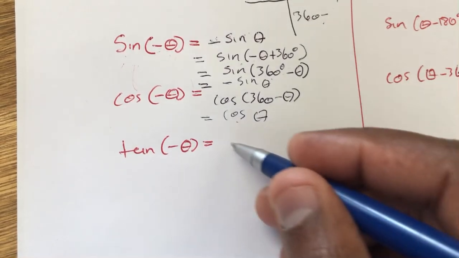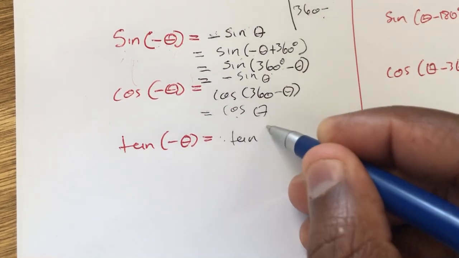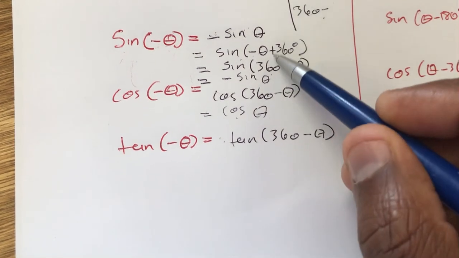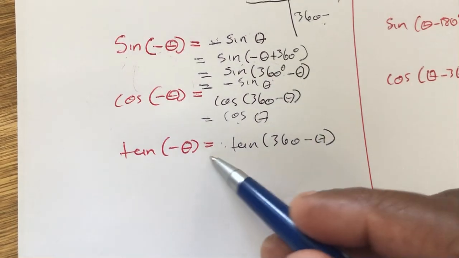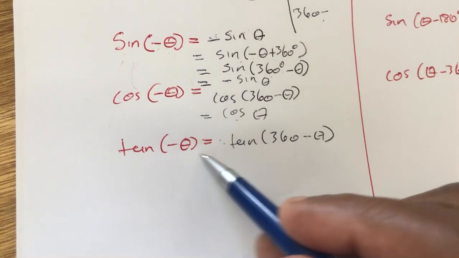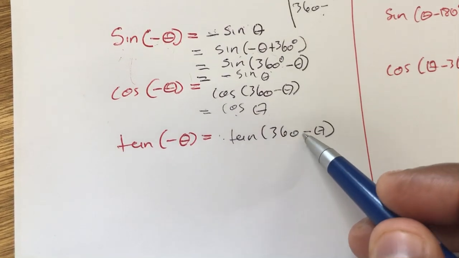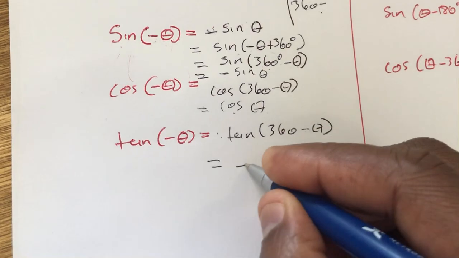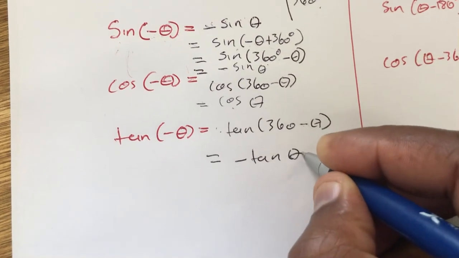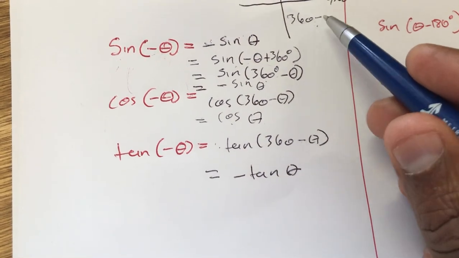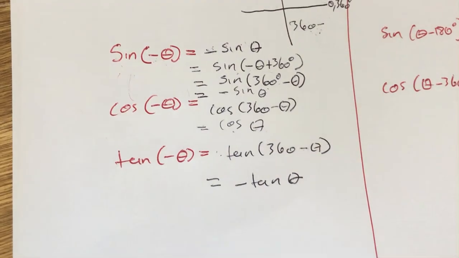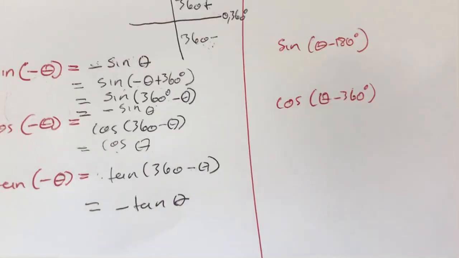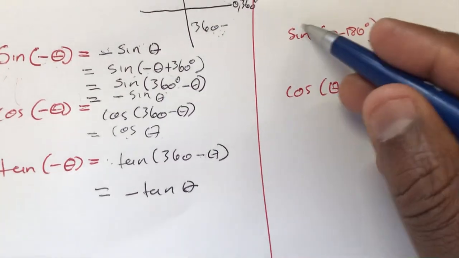Okay, the very same thing applies to tan. This will be tan 360 minus theta. Starting from here, you need to add 360, but whenever you rearrange them, it will be 360 minus theta. Okay, so the answer here will be negative tan of theta, just because tan theta in the fourth quadrant is negative. Sorry for that. So the very same thing applies to this one.